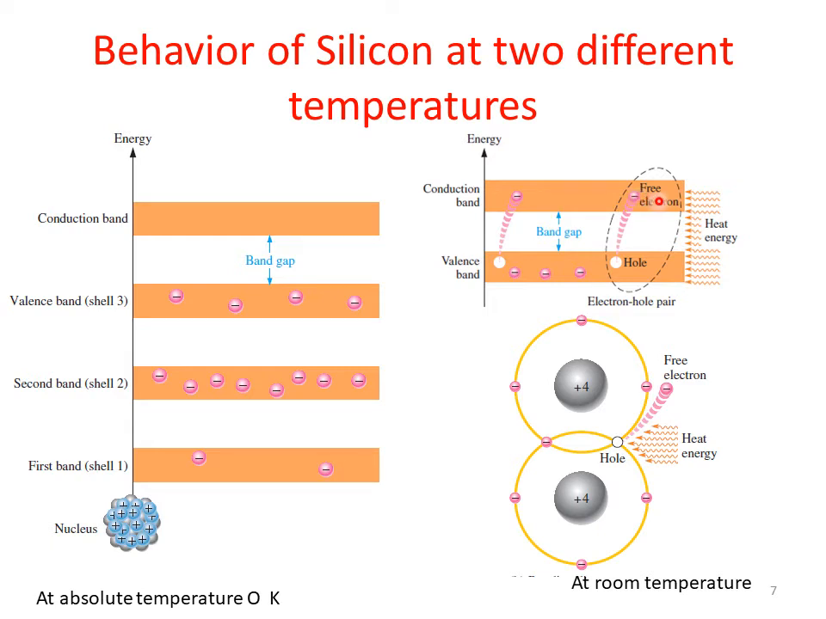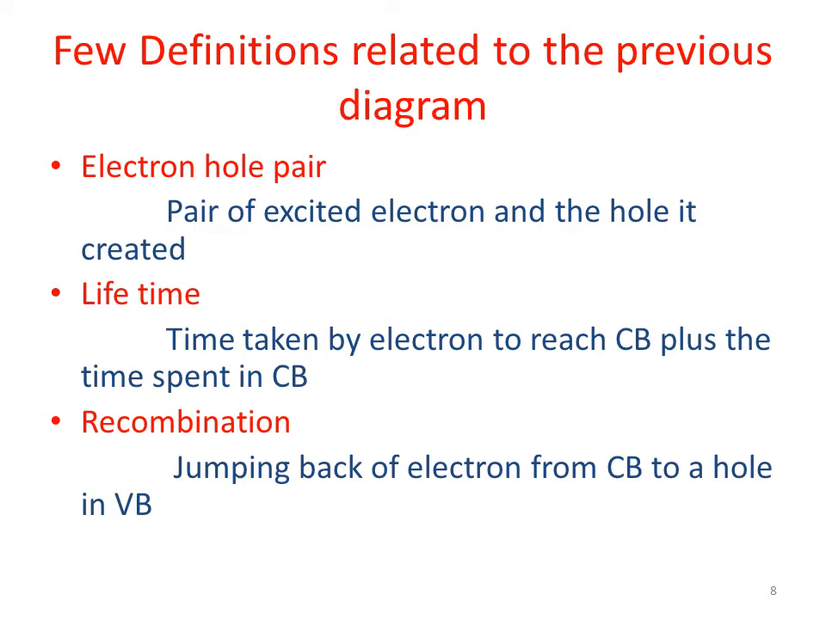Now, after the loss of energy, when the electron jumps back into the hole it created, this jumping back of the electron into the hole it created is called recombination. All these three definitions which I just explained are mentioned here. You can learn the definitions from here.